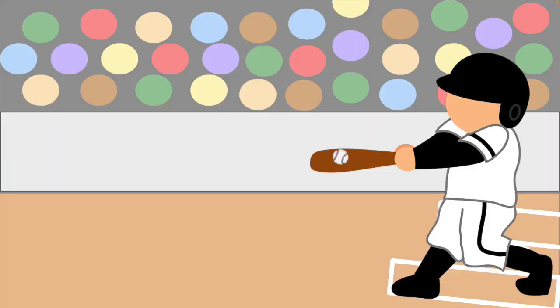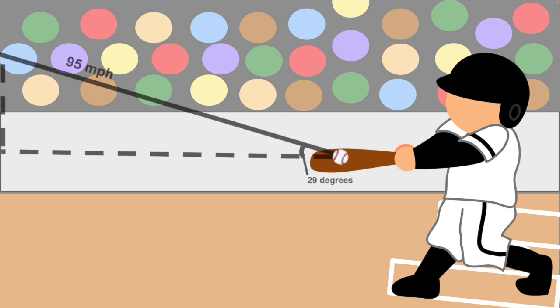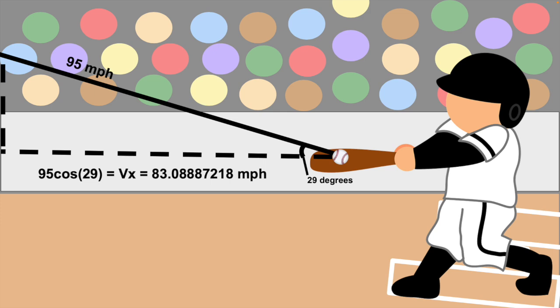Now it's time for the main event, calculating the hit distance and air time. First we need to separate the x and y components of the velocity using trigonometry. The launch angle of the hit is 29 degrees, so theta equals 29. To calculate the x component of the velocity, we will use cosine theta equals adjacent over hypotenuse, and to calculate the y component, we will use sine theta equals opposite over hypotenuse.